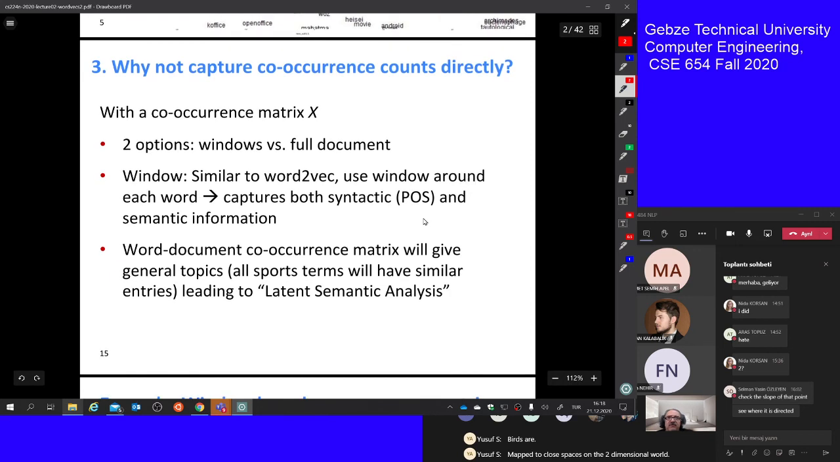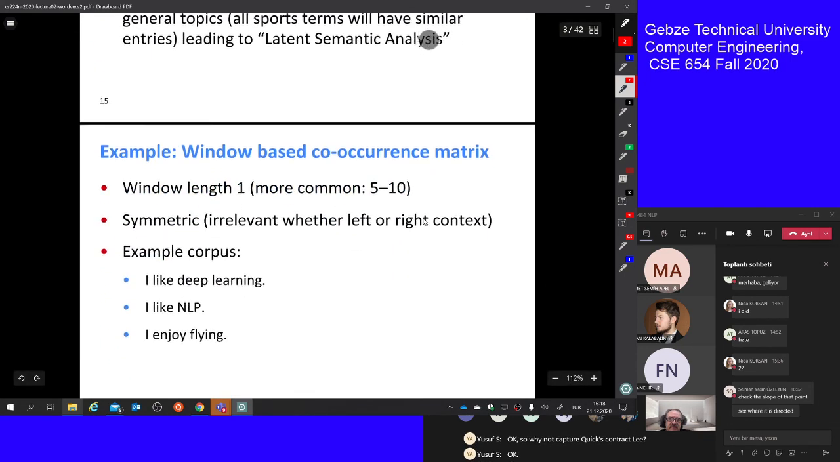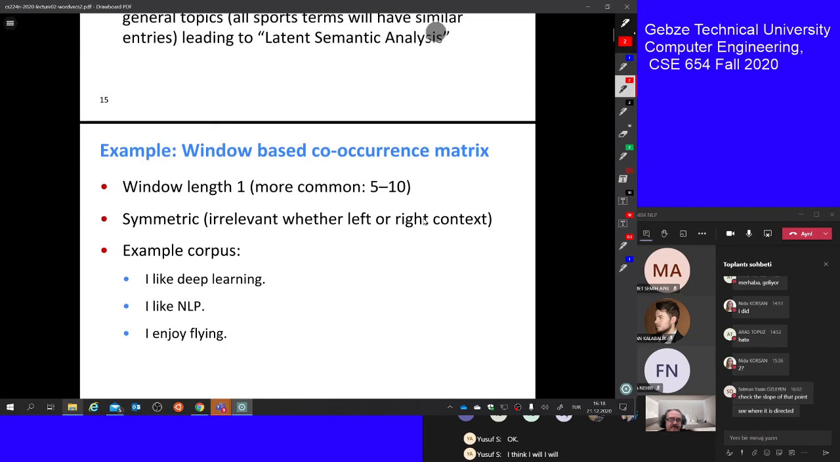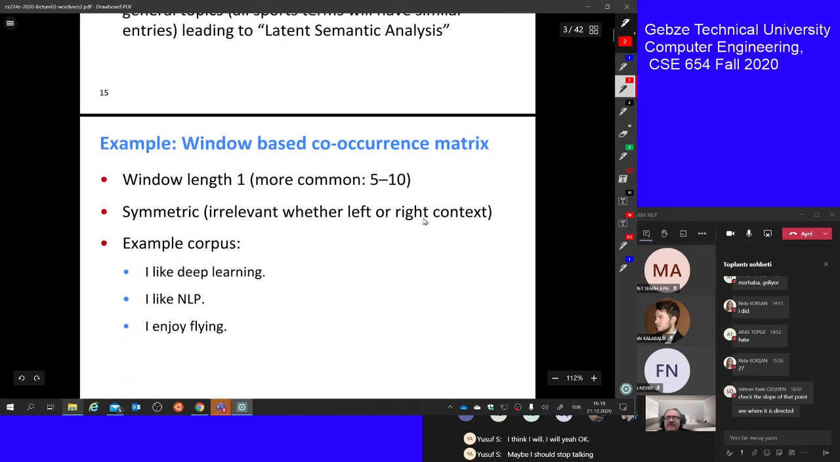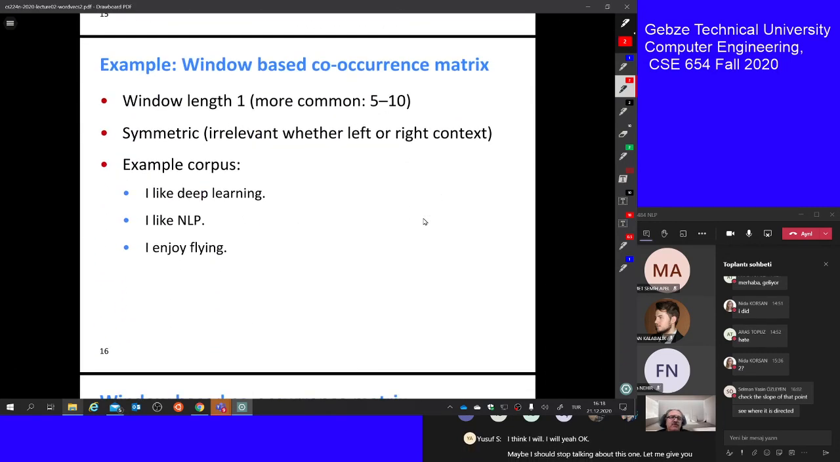Okay, so why not capture co-occurrence counts directly? Let me give you this. Without using word2vec, if I am using co-occurrence matrices like I did before, let's say my corpus is very simple: I like deep learning. I like NLP. I enjoy flying. My co-occurrence matrix counts words in the same sentence.